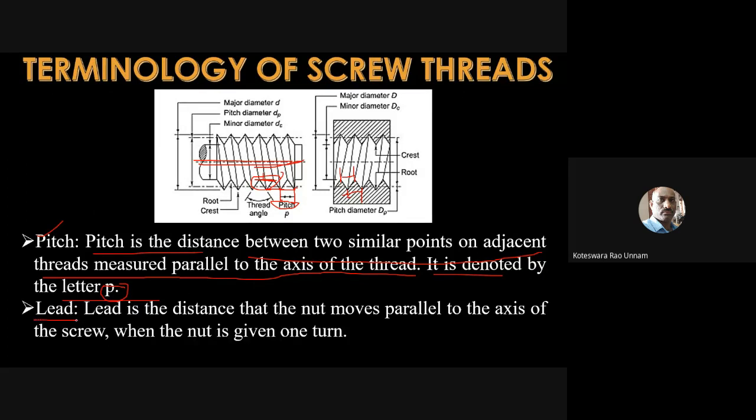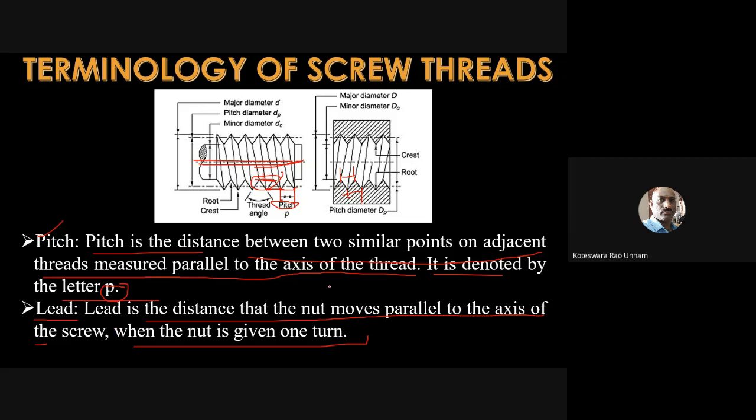Then the next definition is lead of the thread. Lead is the distance that the nut moves parallel to the axis of the screw when the nut is given one turn. So lead is nothing but the axial advancement of the nut for the bolt or the screw. If you give one revolution, then we call that the lead.